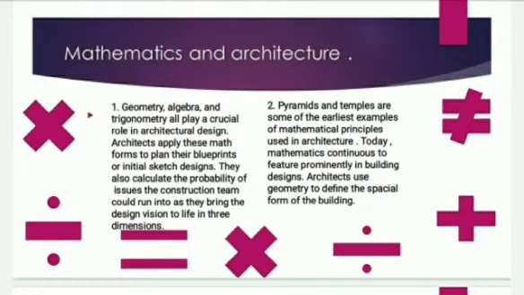Mathematics and Architecture. Geometry, algebra, and trigonometry all play a crucial role in architectural design. Architects apply these math forms to plan their blueprints or initial sketch designs. They also calculate the probability of issues the construction team could run into as they bring the design vision to life in 3 dimensions. Pyramids and temples are some of the earliest examples of mathematical principles used in architecture.